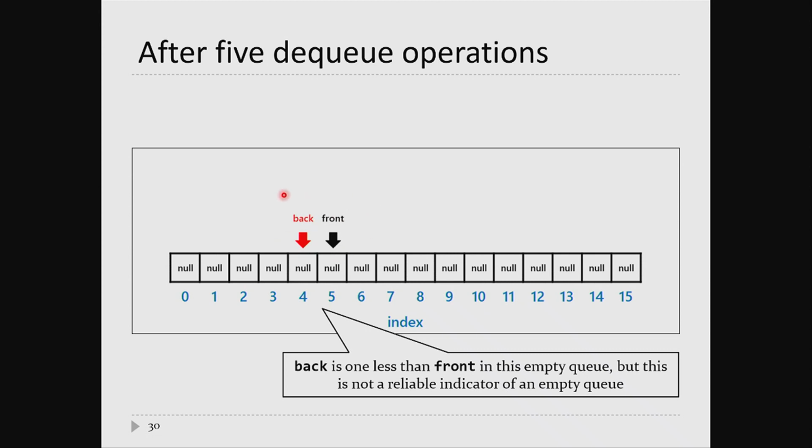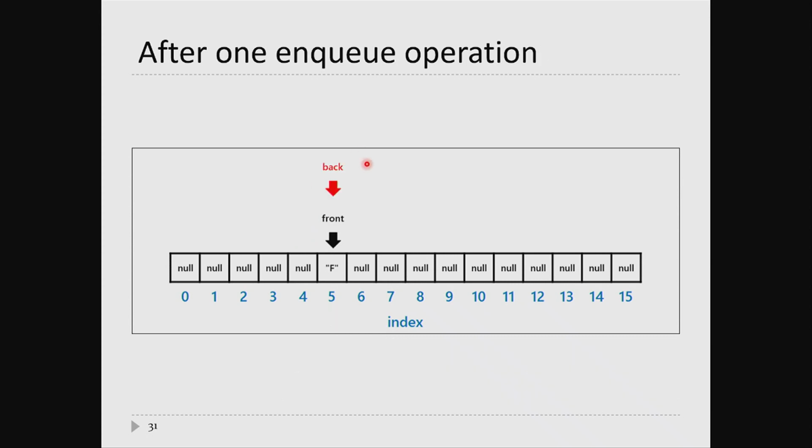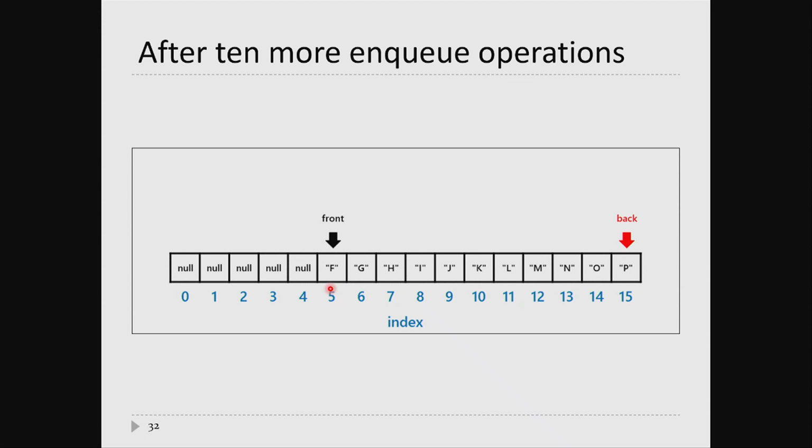And you might think that this is how you can check if the queue is empty, but it turns out that's not true. In a few minutes, you're going to see a situation where front and back look exactly like that, but the queue is in fact not empty. Okay, so let's enqueue one more. Back moves over 1, we set the element to F, and increase the size by 1. And then I enqueue a bunch more things. Now notice back is at the end of the array, but the queue isn't full. There's room for 5 more elements at the front of the queue.